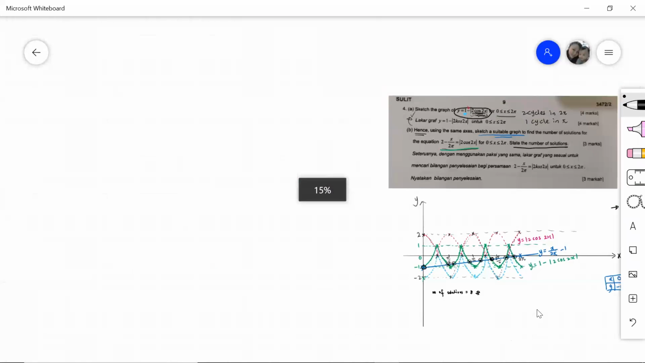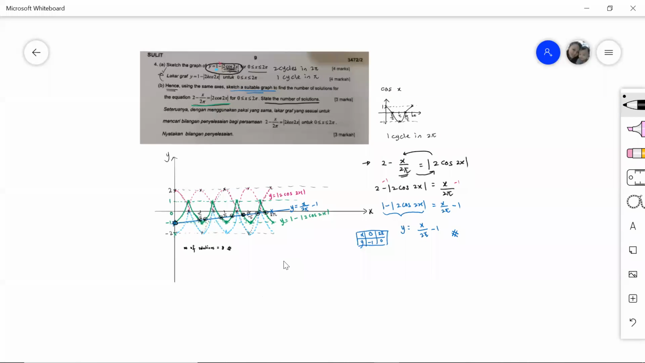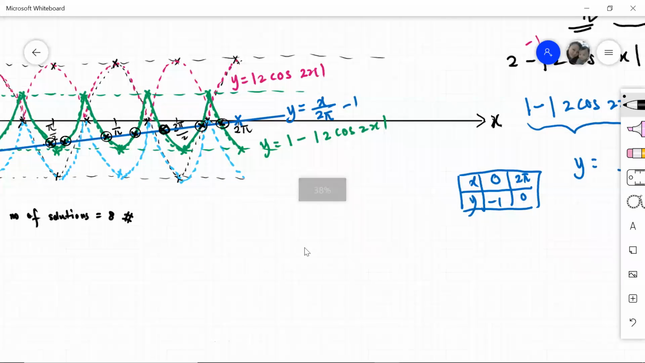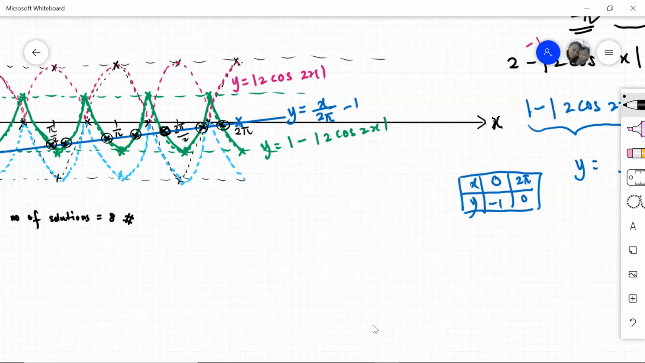Okay, so that is how we solve the question regarding the trigo function.